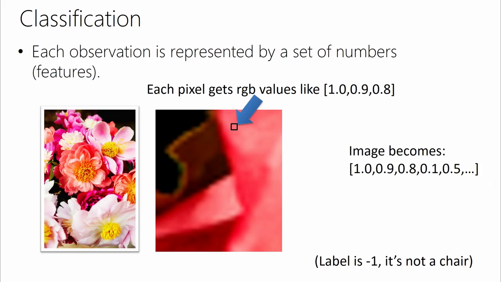And in general, when doing machine learning, we need to represent each observation in the training and test sets as a vector of numbers. And the label is also represented by a number. Here the label's -1 because the image is not a chair. And the images of chairs would all get labels +1.